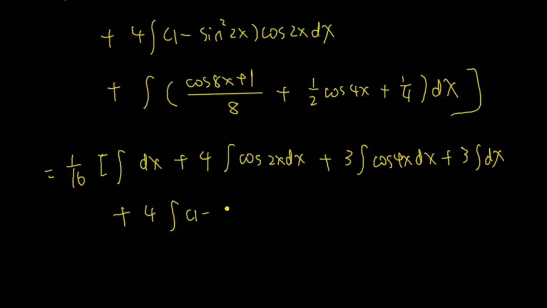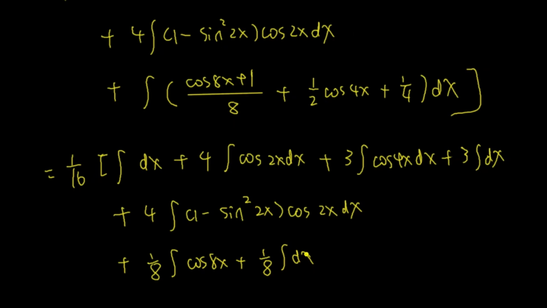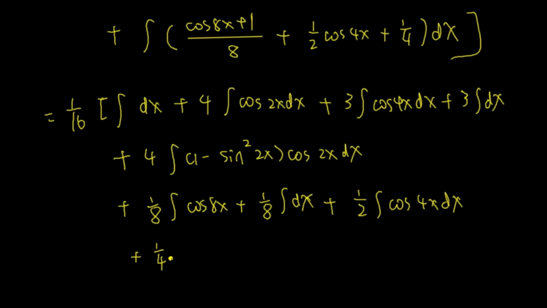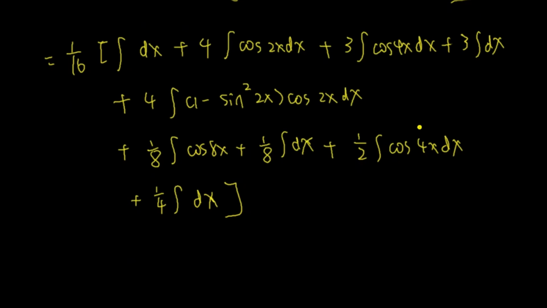4 integral of 1 minus sine square 2x cosine 2x dx plus, now here we can take the 1 over a out, integral of cosine ax plus 1 over a integral of dx, because that is 1 times dx and 1 over a, plus this one here, 1/2 integral of cosine 4x dx plus 1/4 integral of dx, take out the constant. Okay, we can integrate this.